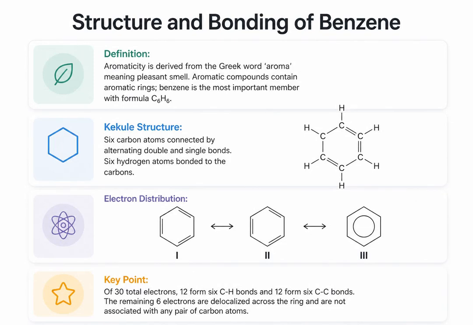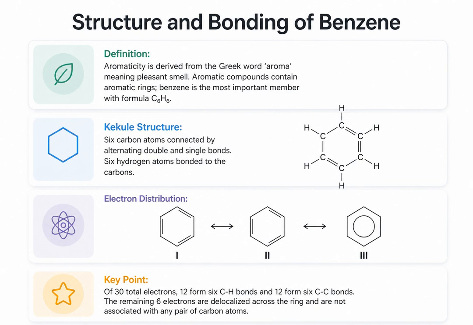Benzene's structure is the key to understanding its behavior. According to Kekulé's model, benzene has 6 carbons arranged in a ring, each bonded to a hydrogen atom. The carbons alternate between double and single bonds. However, X-ray crystallography reveals something remarkable. All carbon-carbon bonds in benzene are identical at 0.139 nanometers, intermediate between a single bond and a double bond.